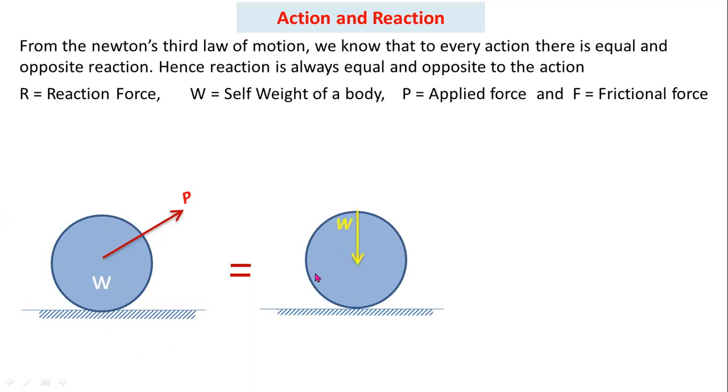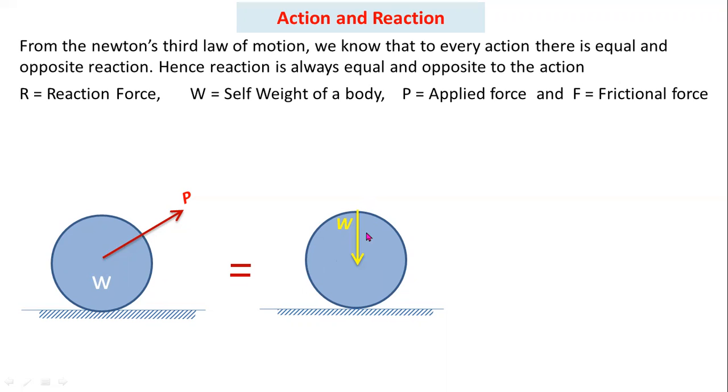Here you can observe the self weight of the roller is W. This W force always acts vertically downwards. Already we know that the self weight of any body acts vertically downwards. Now this W, the self weight, is the action.